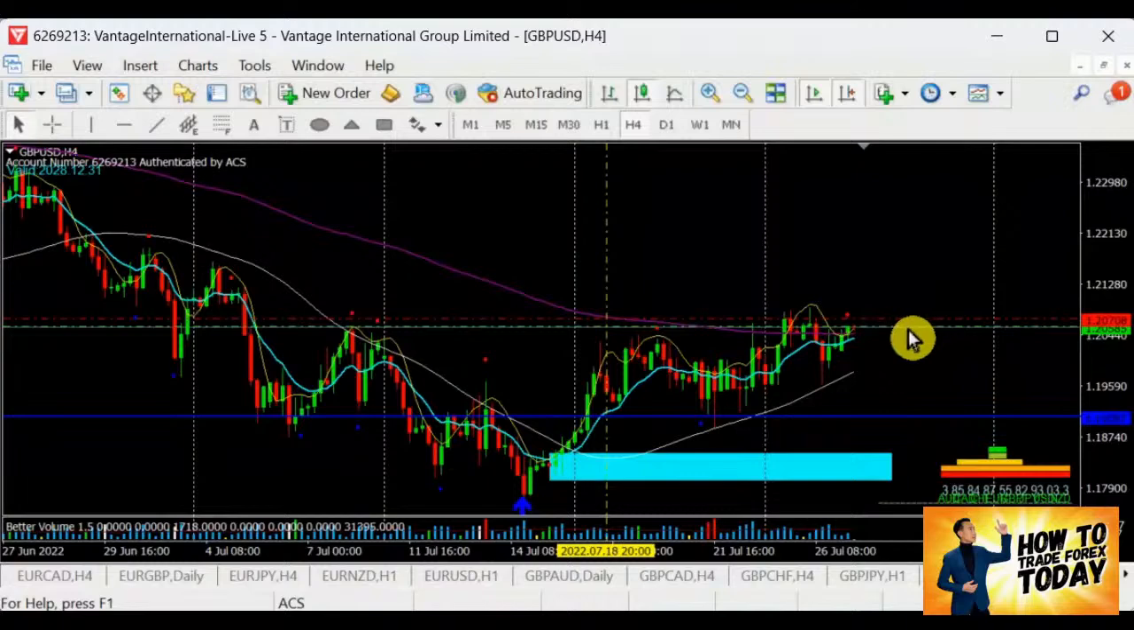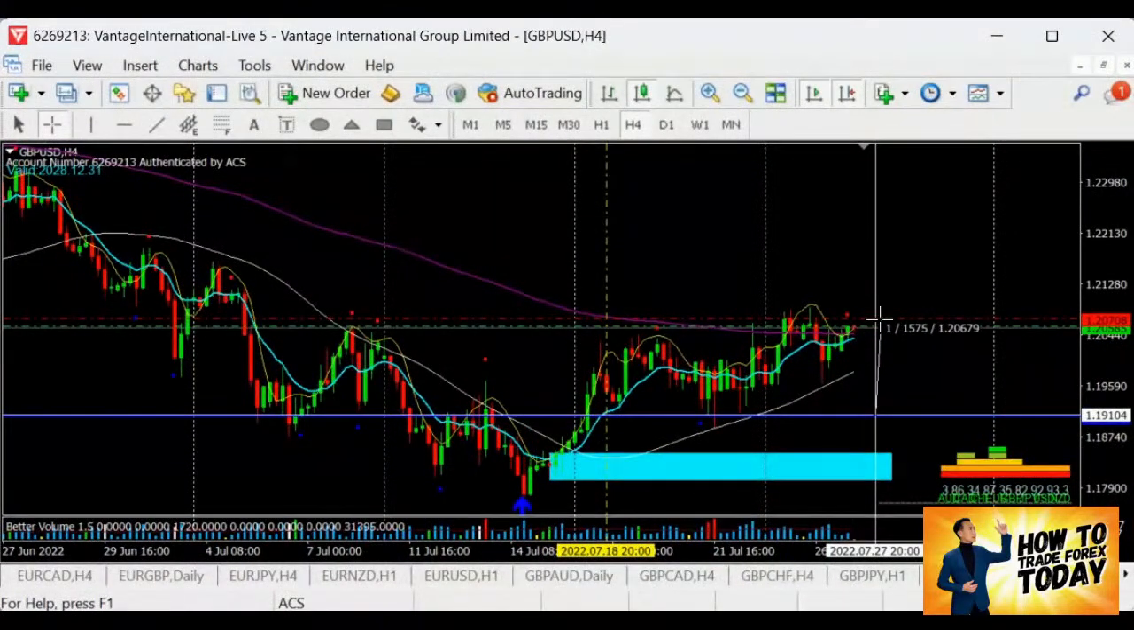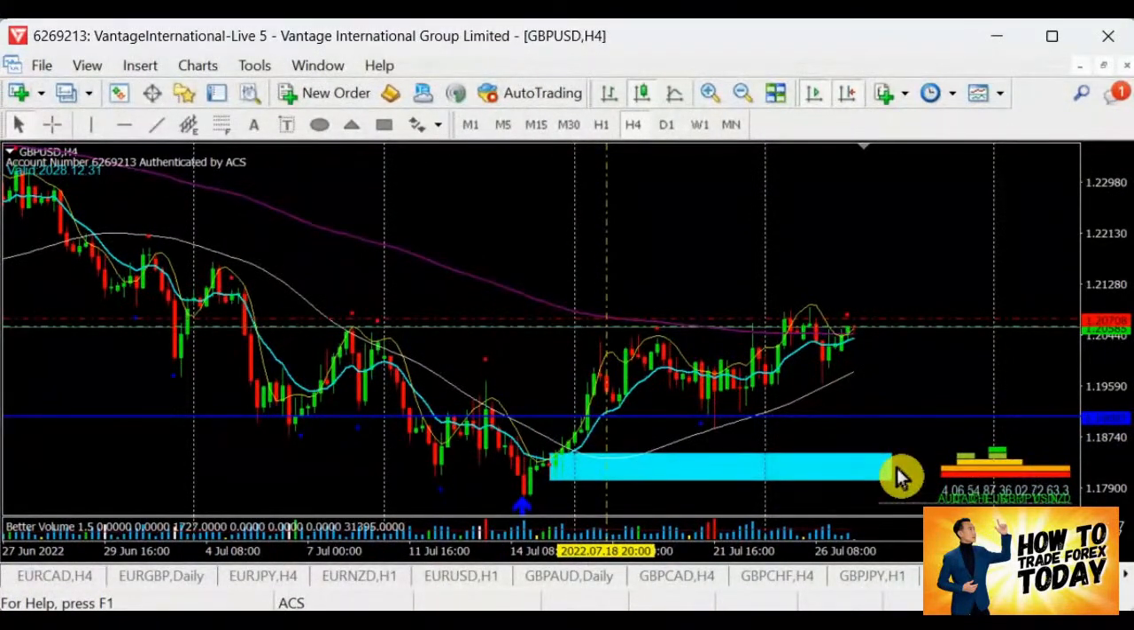Because I see that it will still come back to this level to retest. We have about 150 pips to retest this level. It doesn't matter when it will come and retest the level. So just hang on first, just wait for the good chance. So not now.